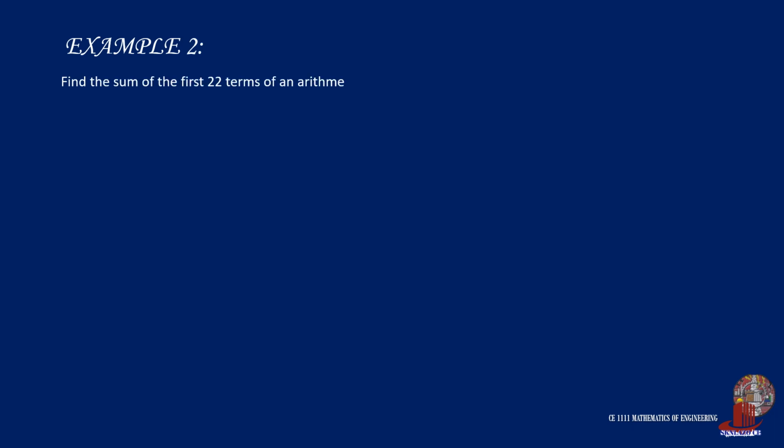Example 2 requires the summation of the first 22 terms of a sequence with d of 7 and a sub 22 as 149. With d and a sub n given, all we needed to find is the initial term before we can solve S sub n.